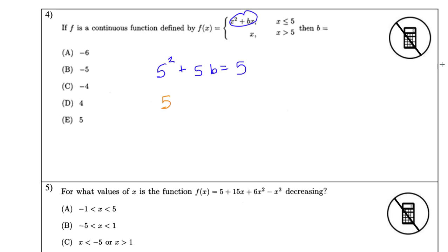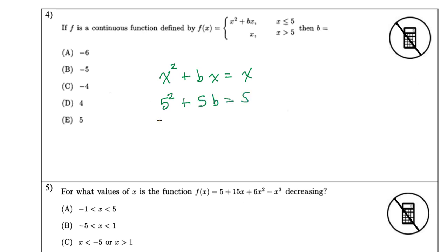Let me back up and show this problem the long way. So I have x squared plus bx is equal to x, and then from there I'm plugging in 5, so I have 5 squared plus 5b is equal to 5, and then I'm going to simplify this to 25 plus 5b is equal to 5, and then from here subtract 25 on both sides, and I get 5b is equal to negative 20, and then divide everything by 5, and b is equal to negative 4.